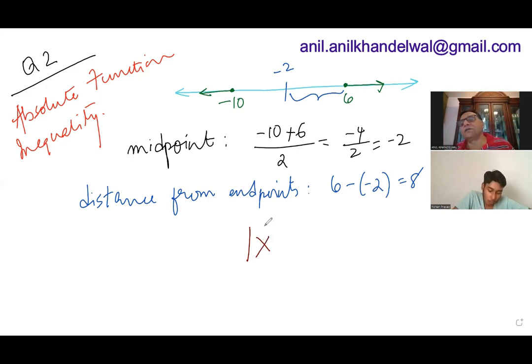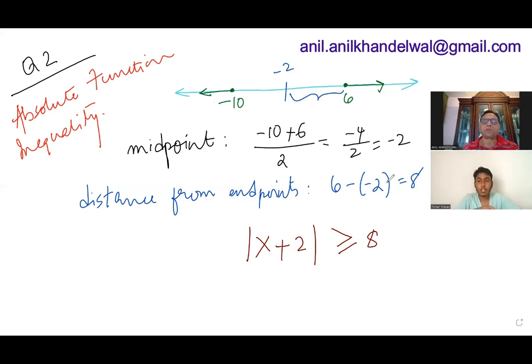you move the center 2 units to the left, and you want to be greater than or equal to 8 from there. You want to be away 8 units. Is that clear to you? So that is how we could represent our solutions on the number line for inequalities as an absolute value inequality. You see that?